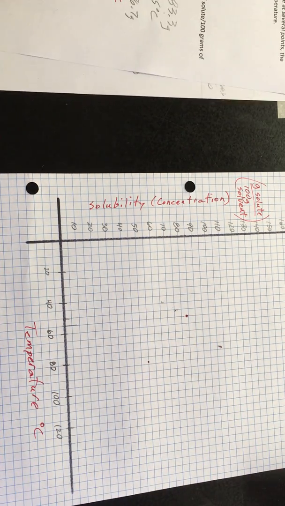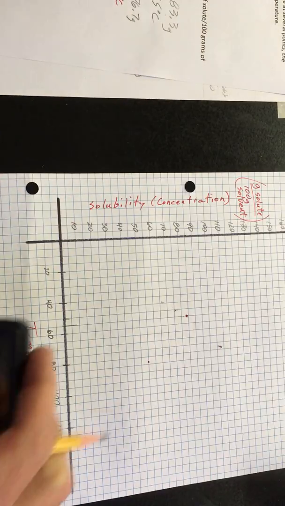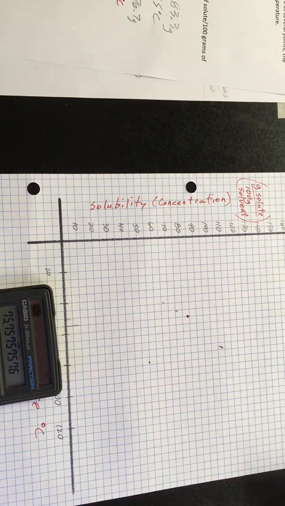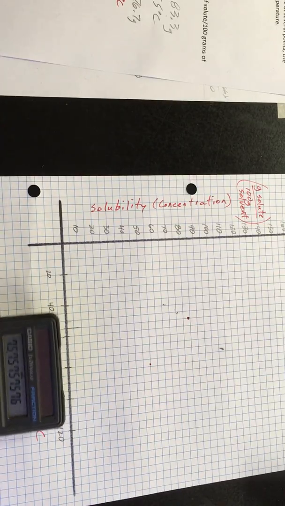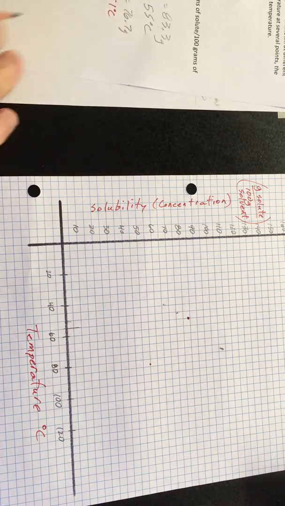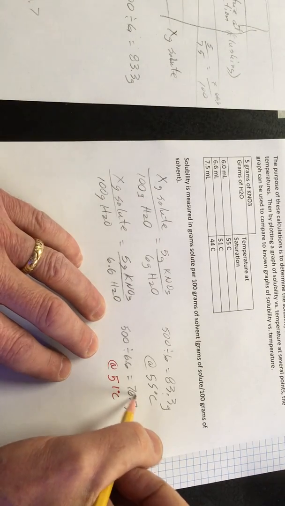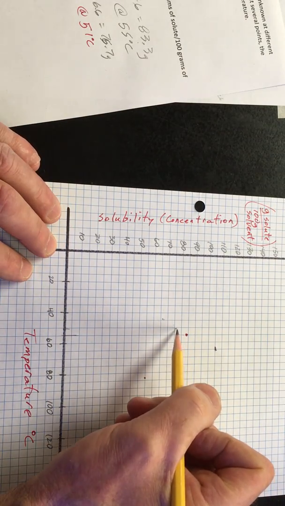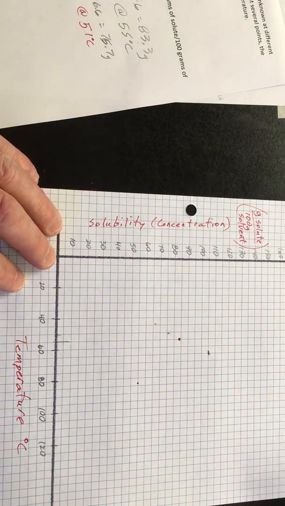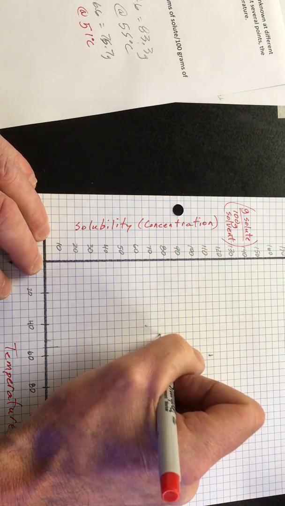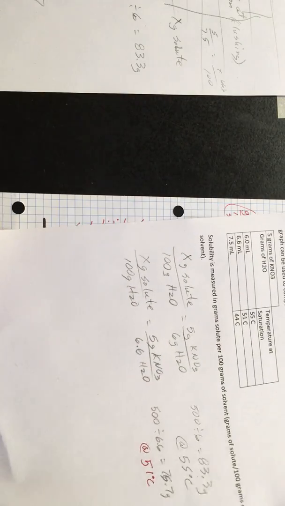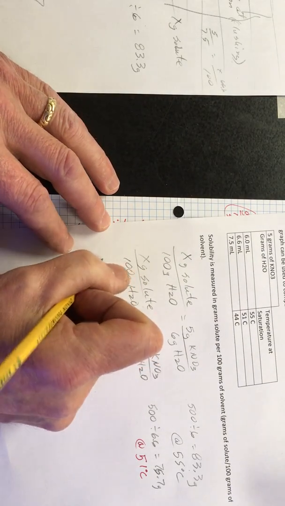I'm going to do that one more time. 500 divided by 6.6 equals, sorry, 75.7, so that's 76 degrees. That's 75.7. So about 76, and there we are right there. So I can put my other point in. And then we're going to do one more calculation. Maybe you'll get 4 or 5 points. In this case, we only did 3 points.